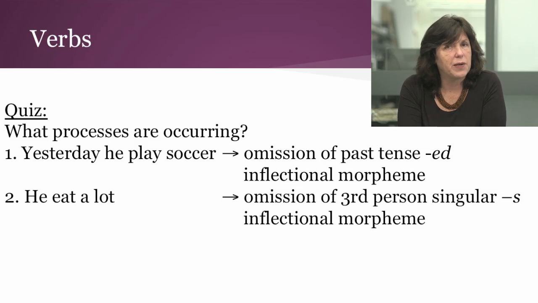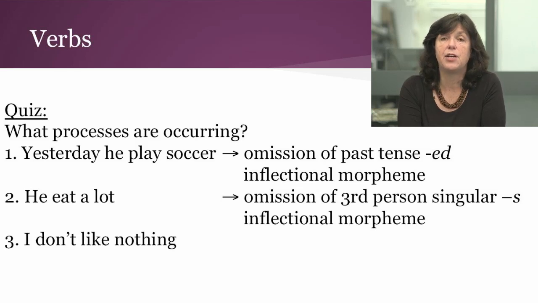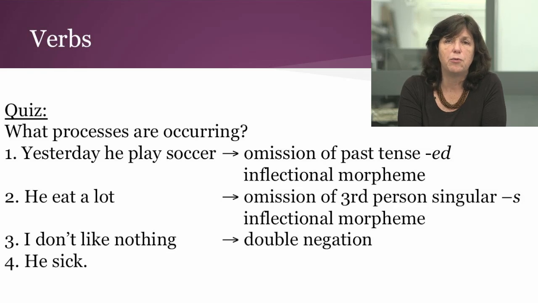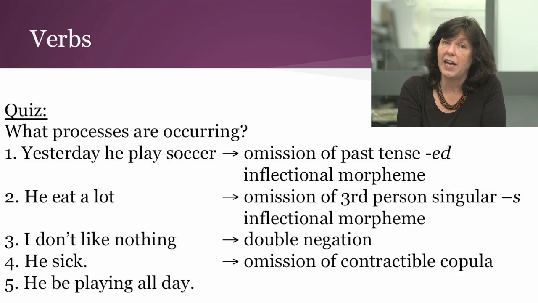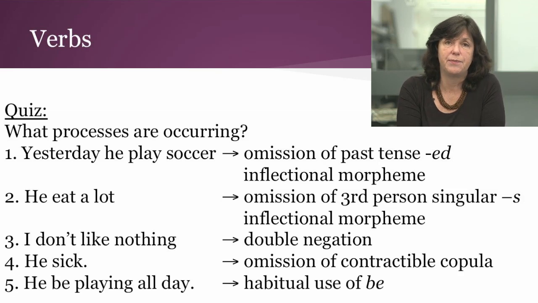What about the next one? I don't like nothing. Here we have double negation. And how about, he's sick? We have omission of the contractible copula. In Standard American English, it would be, he is sick. And finally, he be playing all day. Here we have the use of the habitual be.